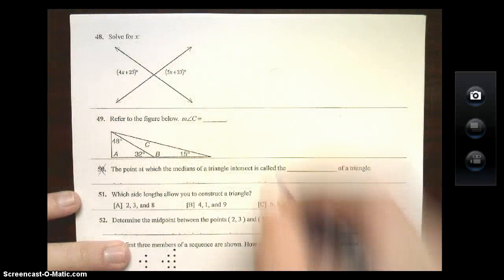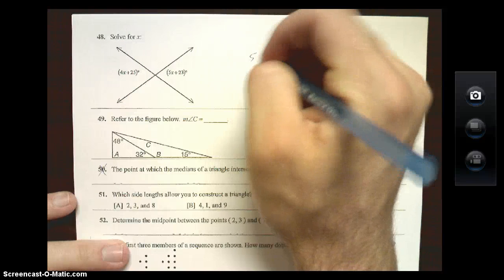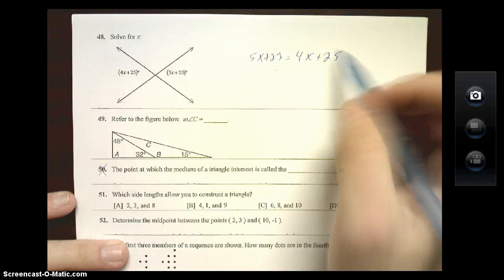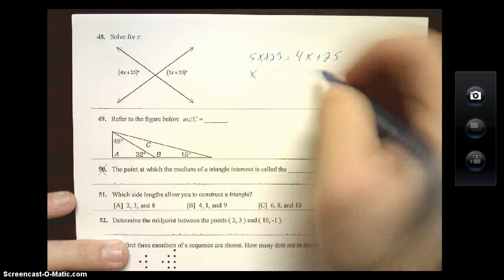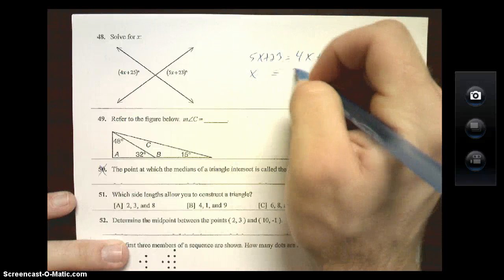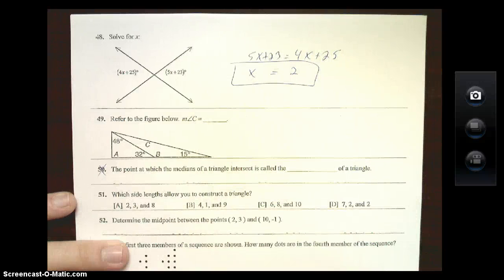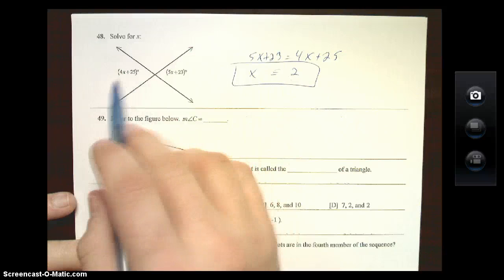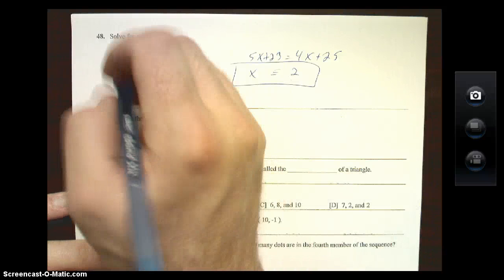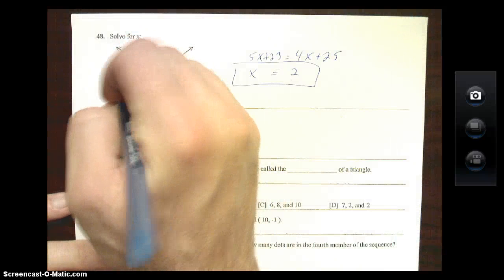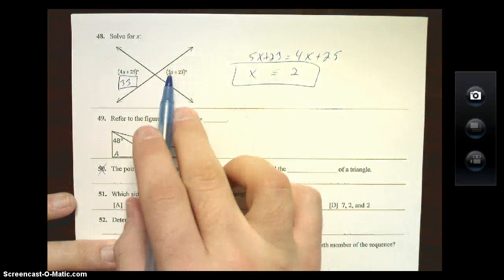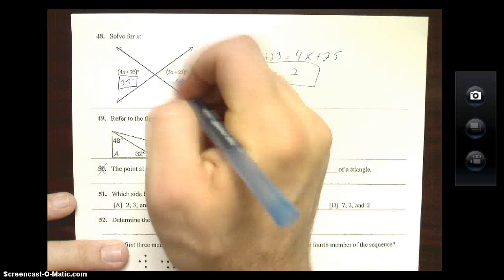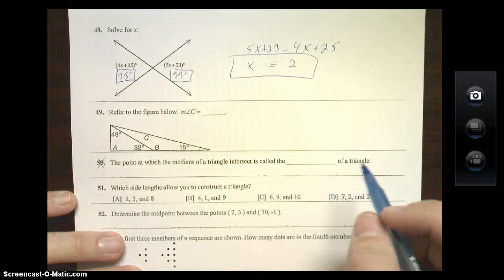Vertical angles. Set them equal. 5x plus 23 equals 4x plus 25. Subtract 4x from both sides. Subtract 23 over. x equals 2. If you want to check, you can always plug it back in. 2 times 4 is 8 plus 25 gives you 33. 2 times 5 is 10 plus 23 is 33. 33 degrees rather. So it works out.